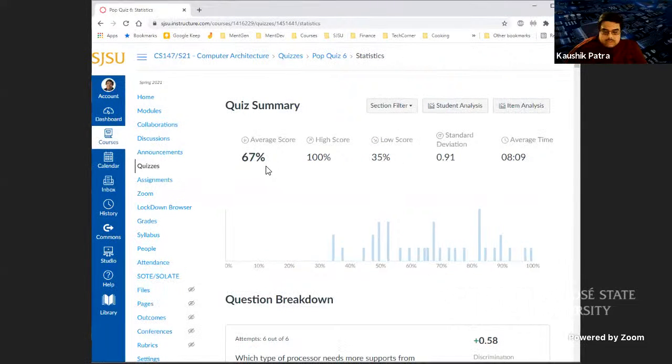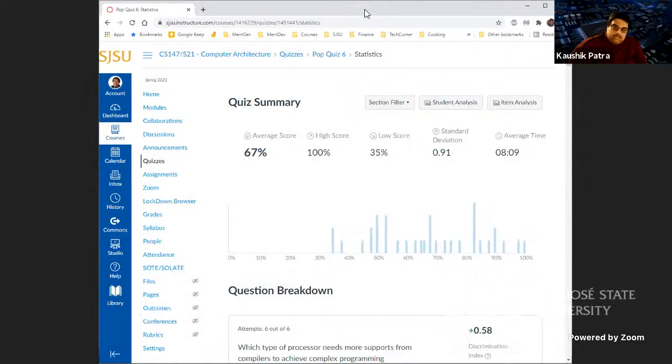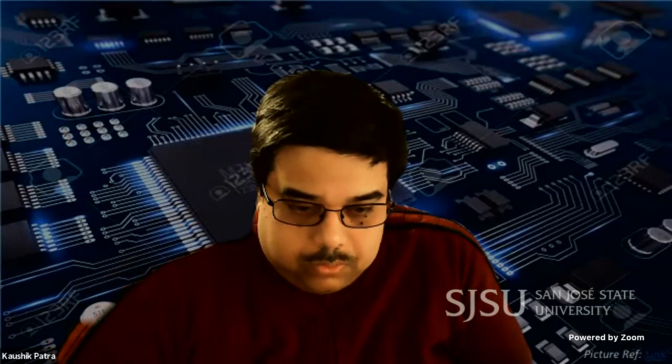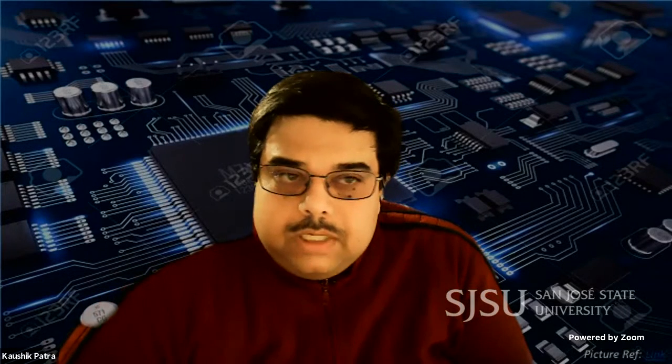Average score 67%, below pass mark. High score with 100%, and this is what your distribution looks like. This is the easier topic. Basically, you guys need to do better on these quizzes. Speaking of that, let me share one more thing with you, which is a little bit concerning for me as well. Not much though.